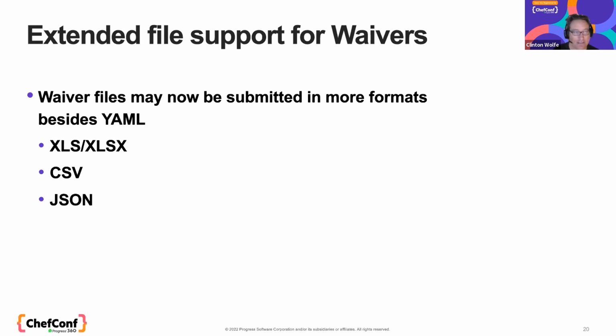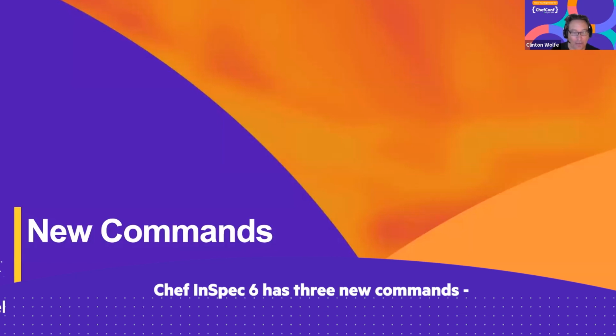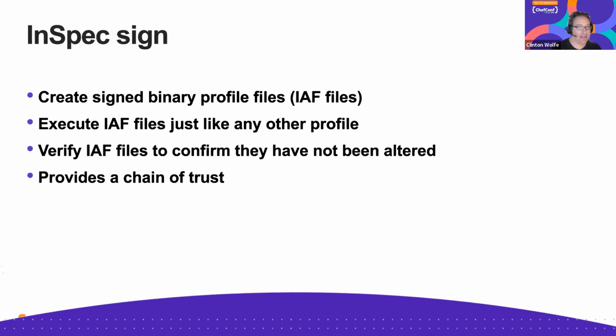Okay, so that's it for enhanced outcomes and attestations. New commands. InSpec has a lot of great new commands in InSpec 6. We've got 3 new ones for you. We've got sign, we've got suggest, and we've got parallel. So let's learn about InSpec sign.